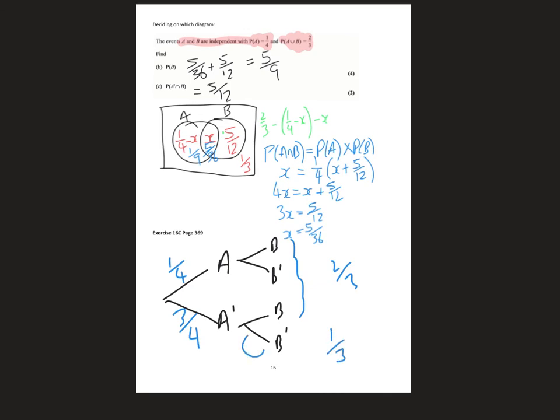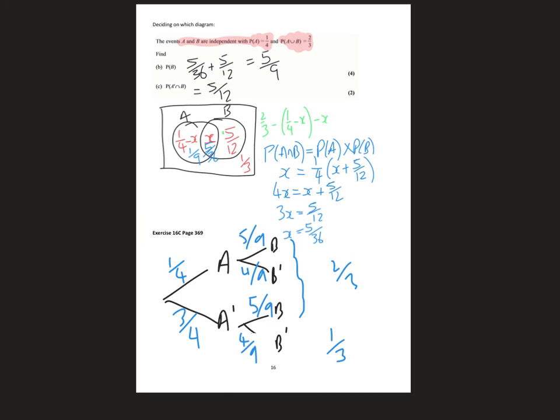So to get this branch, I would do 1/3 divided by 3/4, which gives me 4/9, so I'll rub that out. So that means this bit would be 5/9. And since they're independent, B doesn't depend on A, so the top branches will be the same as well. So 5/9, 4/9. Because B doesn't change whether A is happening or not, so the probabilities are the same.